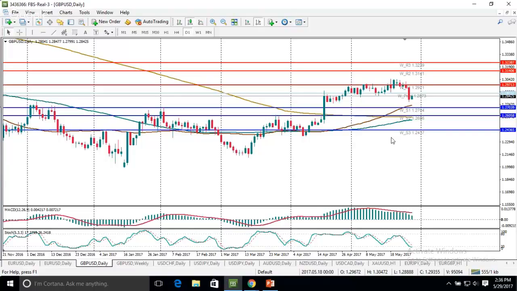Fundamentally, the British pound's mood was kind of worsened by the terrorist attack in Manchester, which happened last week. And this terrorist attack affected opinion polls, which are published in Britain ahead of the June 8th general election.